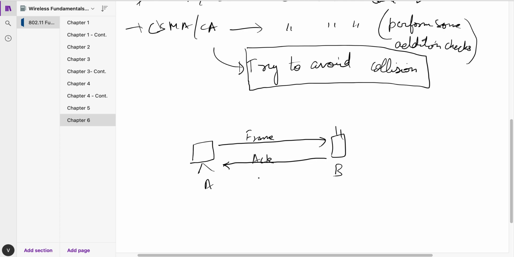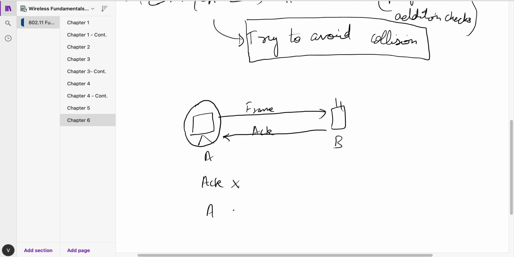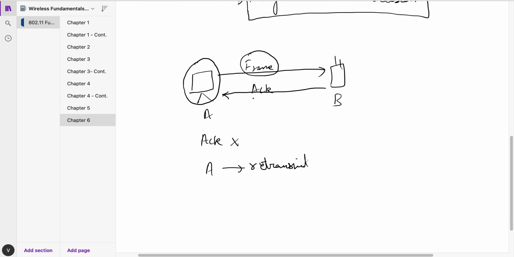If there is no acknowledgement, then the station will assume that a collision happened. If the acknowledgement does not come back, then station A will think, okay, I need to retransmit the frame which I sent earlier. This is just one example of how most of the unicast frames in the Wi-Fi world are acknowledged. And if there is no acknowledgement, then I would know that yes, my frame did not reach the recipient, or my traffic needs to be sent once again. That is one way of preventing collisions.